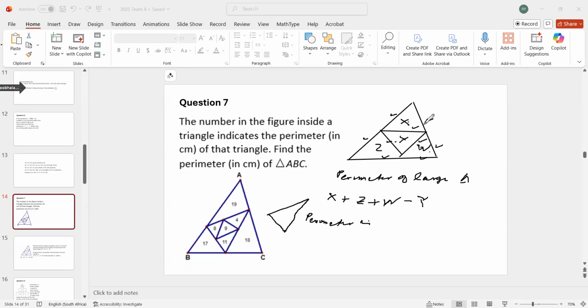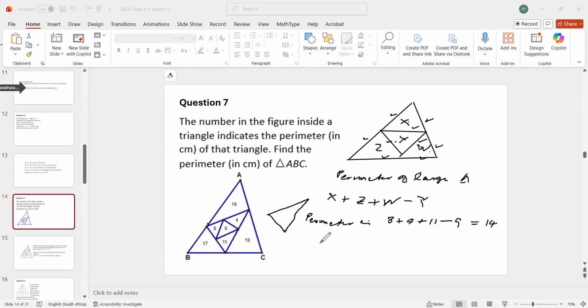So you work out the 3 corners minus the middle. So this will be 8 plus 4 plus 11. Those are the 3 corners, minus 9. All right, 11 minus 9 is 2, so you get 14. 8 plus 4 plus 2. So the perimeter of this triangle here is 14.